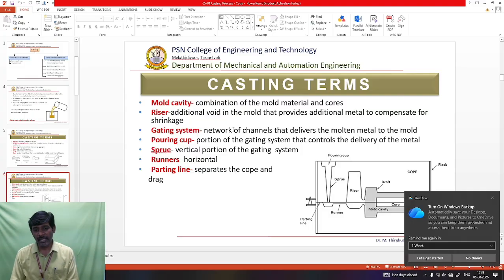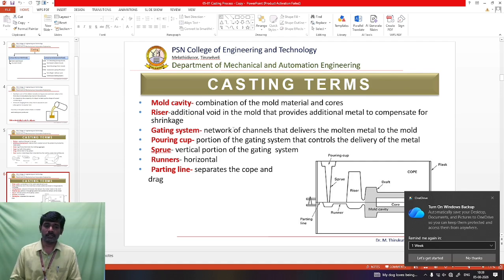Next one is the gating system. The gating system is very important because, while we pour the molten material into the mold cavity, the molten material first reaches the gating system, and once it reaches the gating system, the molten material flows on to the cavity. It is the network of channels that delivers the molten metal to the mold.